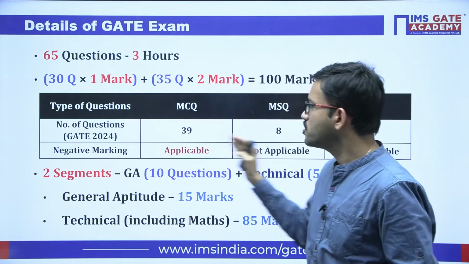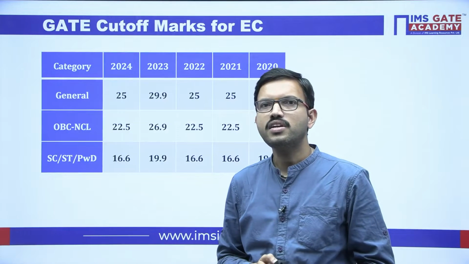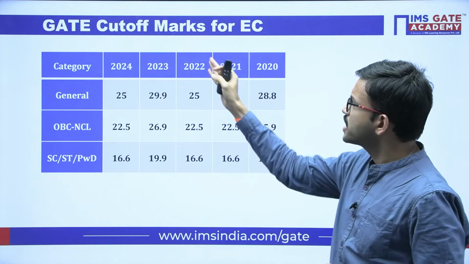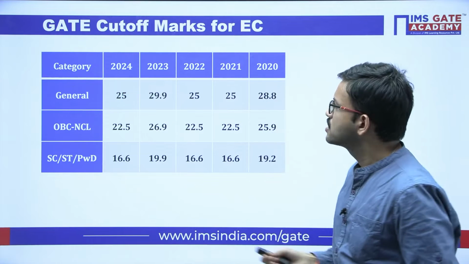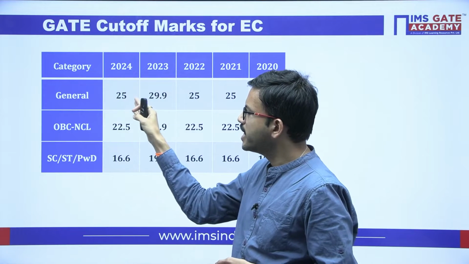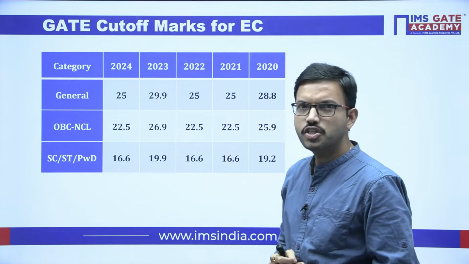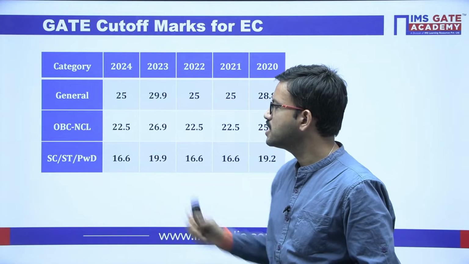Okay, so all together you are having 100 marks. Now let us see the GATE cutoff marks for ECE branch. If you observe this year, 2024, in the general category the cutoff is 25, whereas for OBC it is 22.5, and similarly for SC or ST, 16.6.